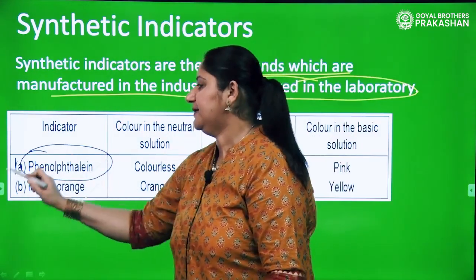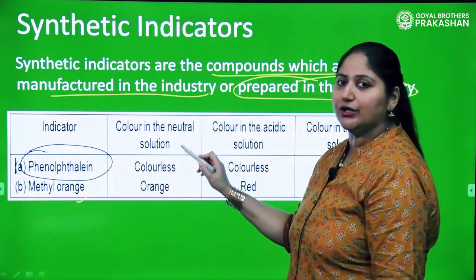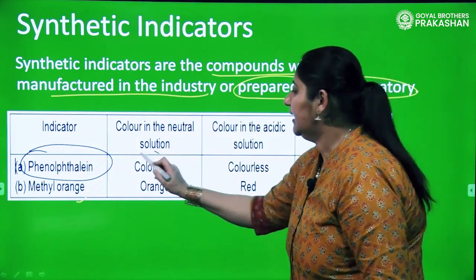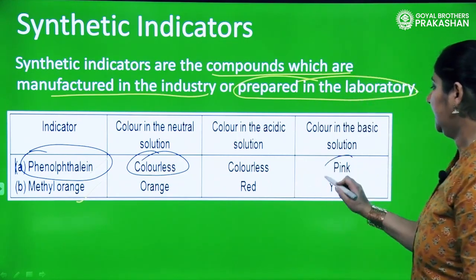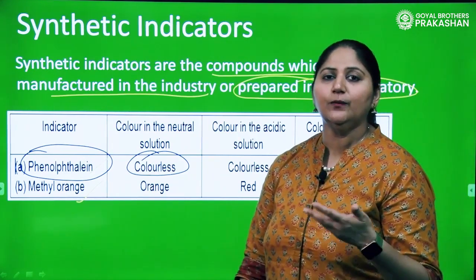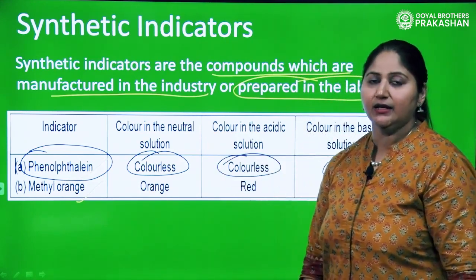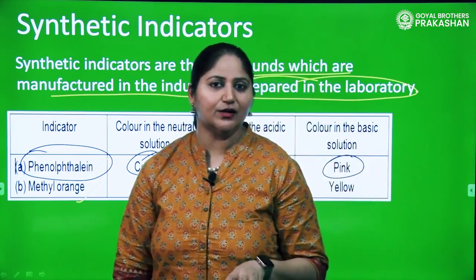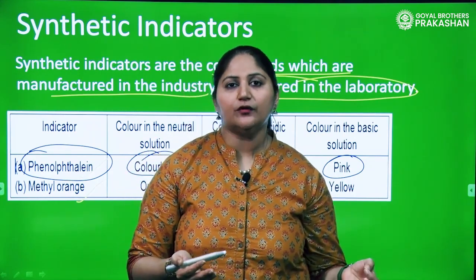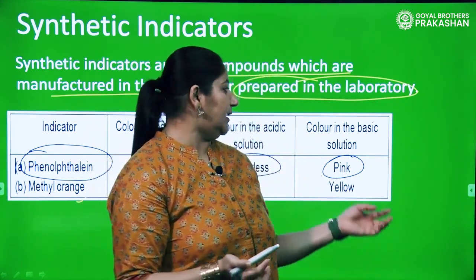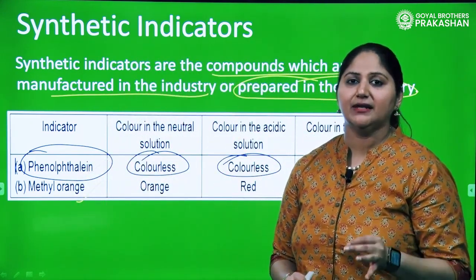Let's first understand what phenolphthalein does. Phenolphthalein in neutral solution is usually colorless, right. But when you keep it in basic medium, it turns pink. It changes its color to pink in basic medium, but it remains colorless in acidic medium, right. So there is no change in acidic medium, but as soon as you put a few drops of phenolphthalein solution in a basic solution, it turns pink in color. So, it is a really good indicator of whether a given substance is basic or not.